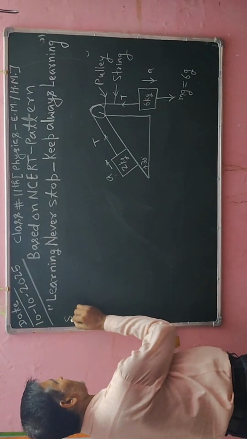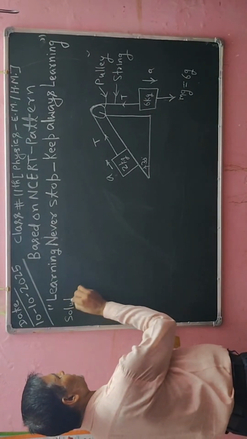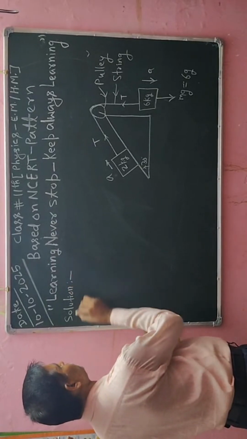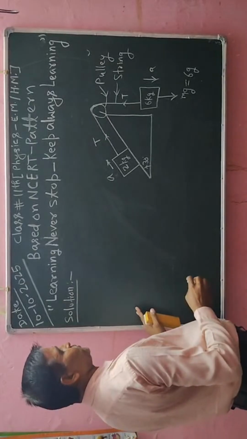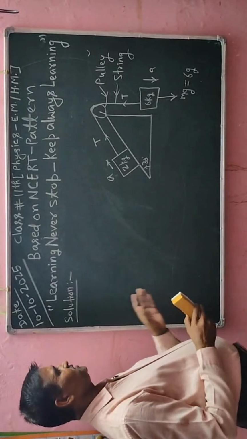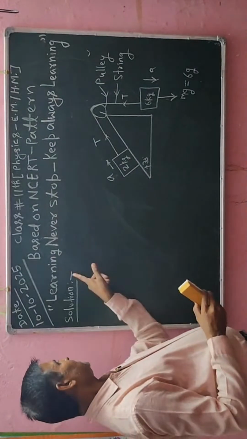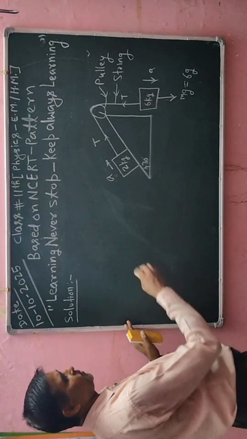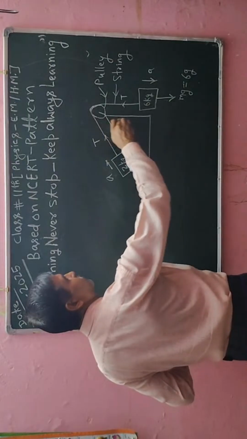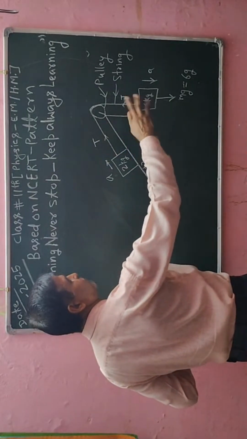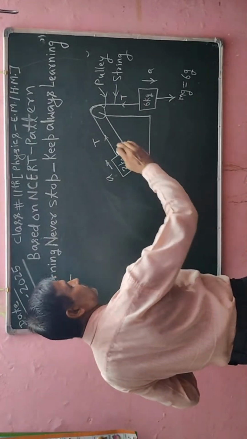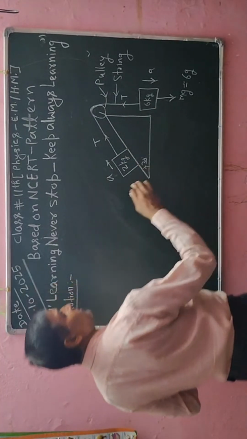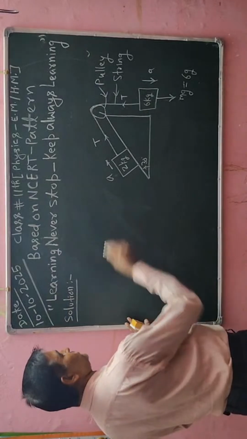First of all, here I have to write the solution. If any question we need to solve, first of all, each and every student will take the first step, the solution, and then both objects we have to separate for applying Newton's second law of motion for giving its solution. So I will separate like this.